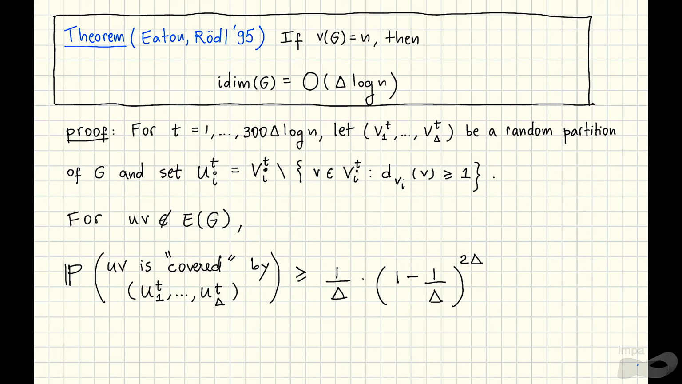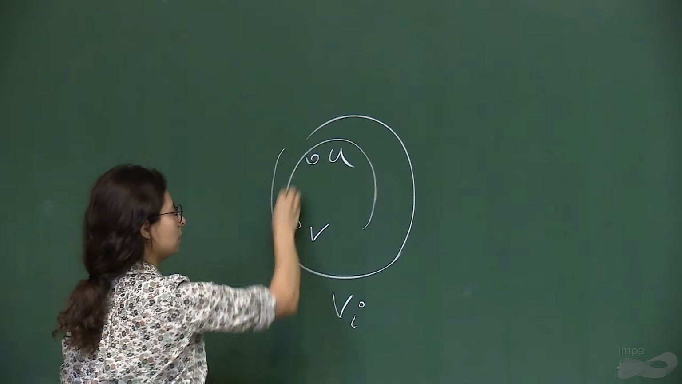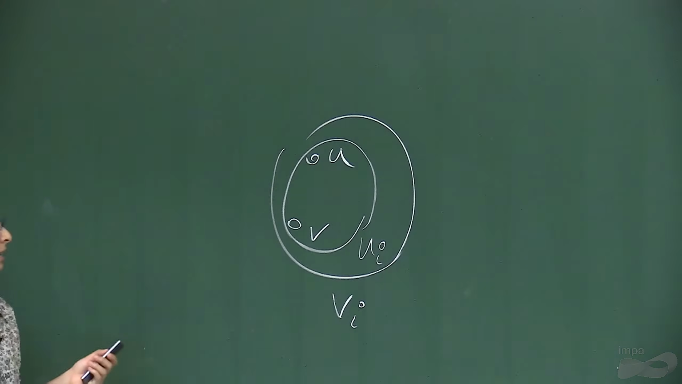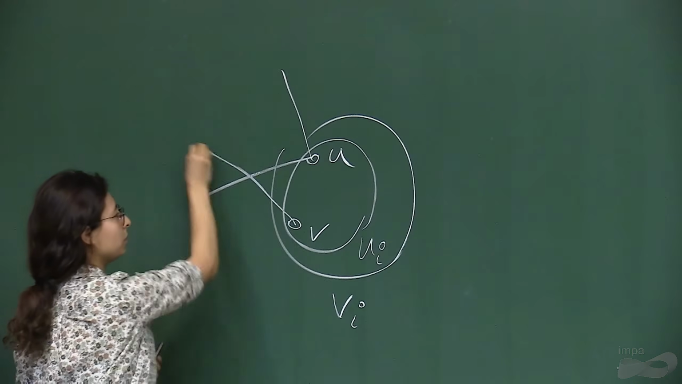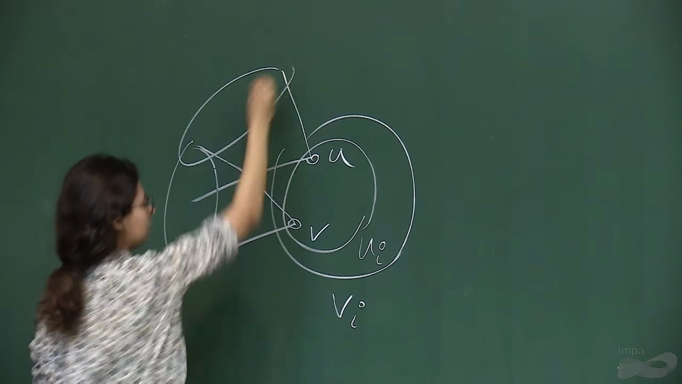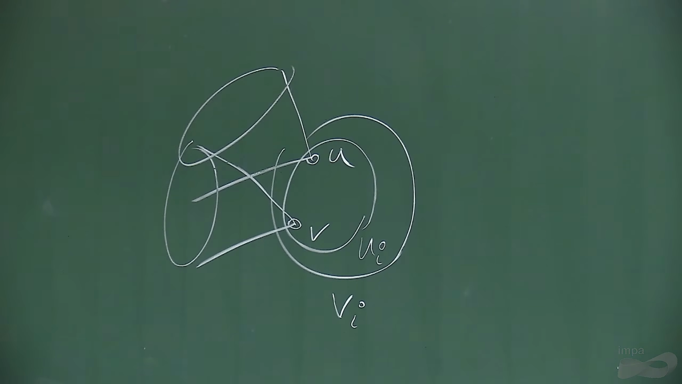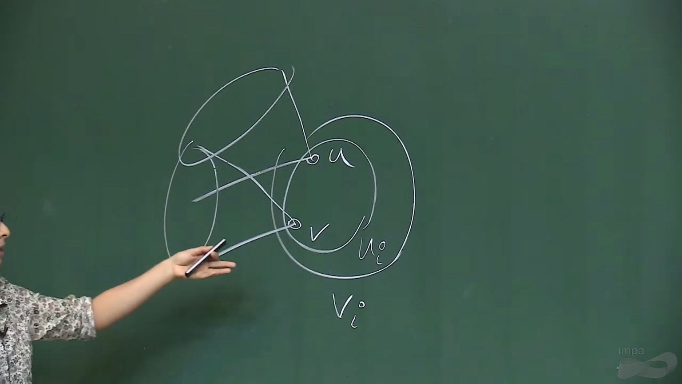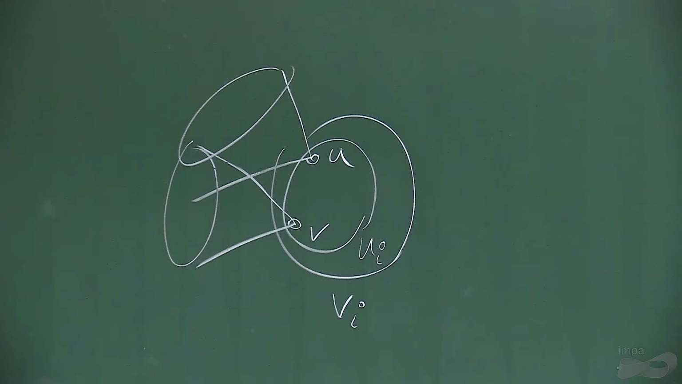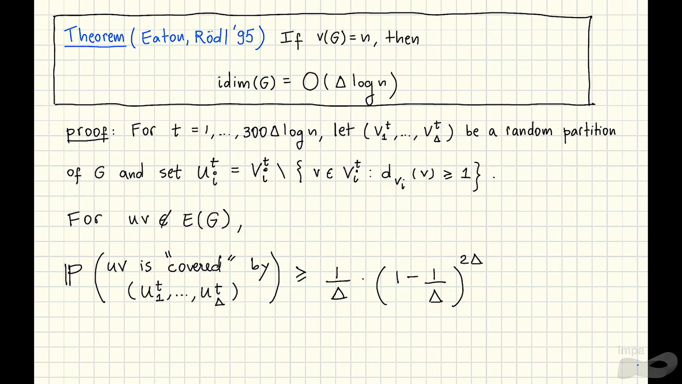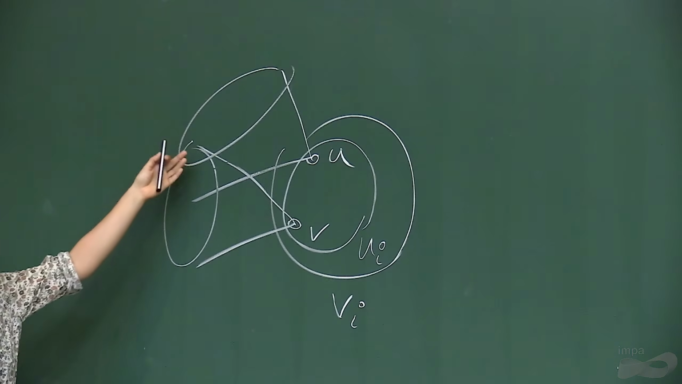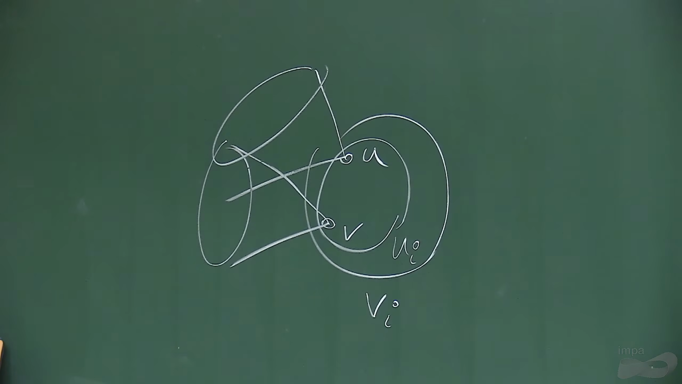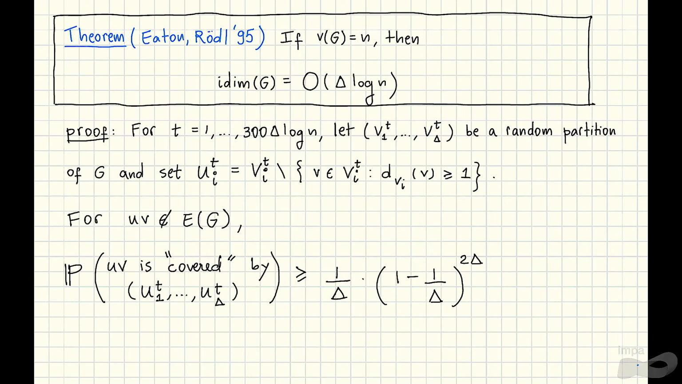But for this to be still in Ui, what we need is that all the neighbors of u and v must be outside Vi, right? Because the moment they are inside Vi, you're going to delete u or v. So the neighbors must be outside Vi, and they are outside Vi with probability 1 minus 1 over delta. And the number of neighbors of u and v is at most 2 delta. So this is the 2 delta exponent there. OK? So this is a lower bound on the probability. Yeah, good?